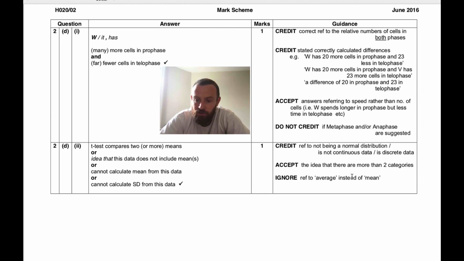Ignore reference to average instead of mean. You've really got to talk about the mean and not the average, because remember there's 3 different types of average. You've got the mean, the median, and the mode, and t-test is about comparing means. Okay, on to the next one.